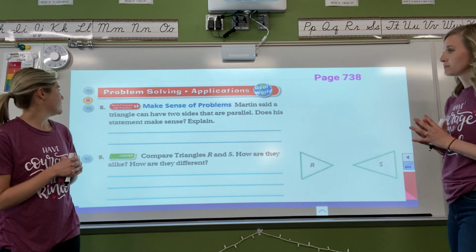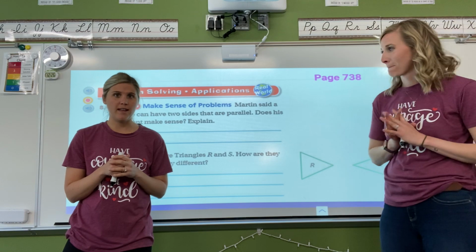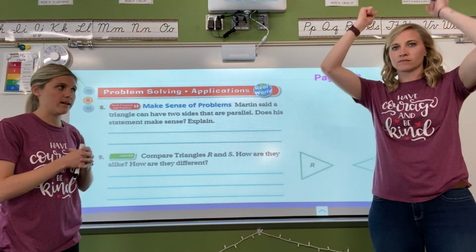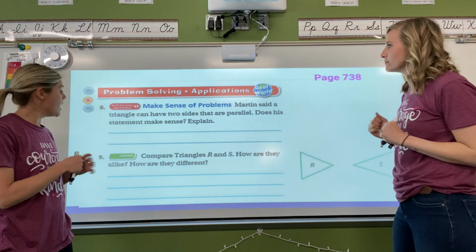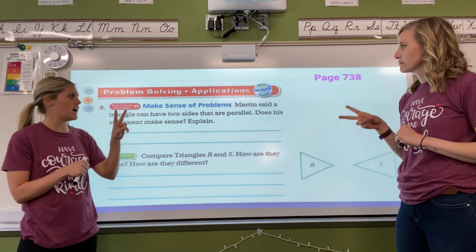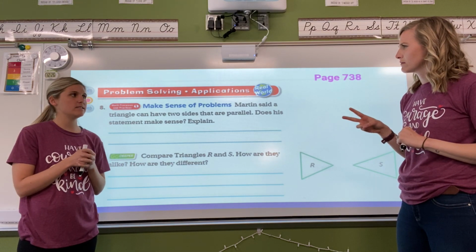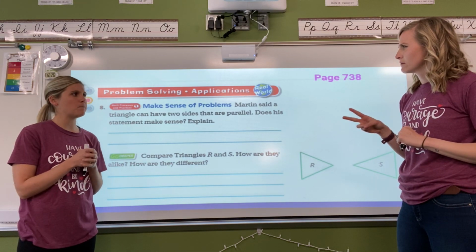All right. So now we're going to do some problem solving on page 738. So we got to get those thinking caps on. I'm ready. All right. Number 8, it says, Martin said a triangle can have 2 sides that are parallel. Does his statement make sense? Explain.